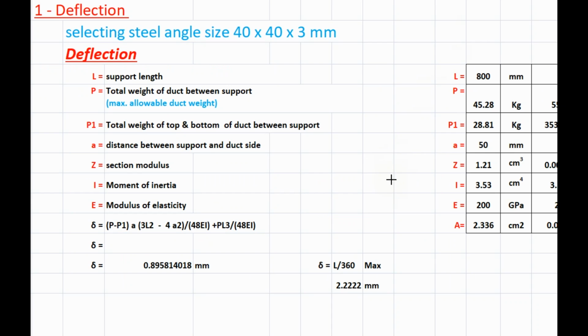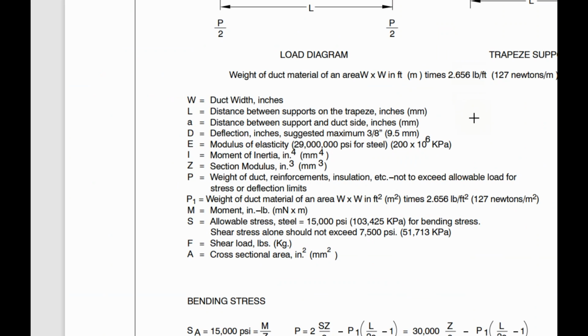To calculate the maximum allowable deflection, we use this formula, length divided by 360. Then by this formula, we got the maximum allowable value for the deflection is 2.22 millimeter, and our calculated value is 0.89, which is less than the allowable value. Or you can use the maximum allowable deflection limit from SMACNA. As per SMACNA, the maximum deflection we can have is up to 9.5 millimeter.